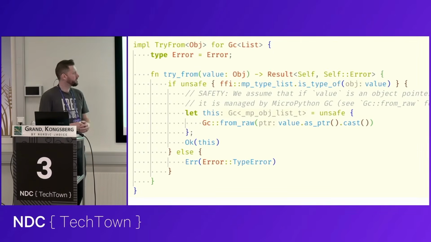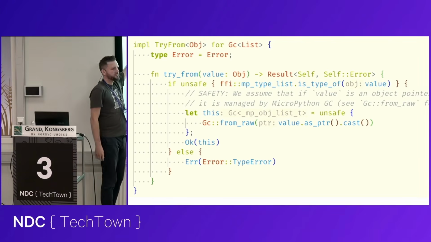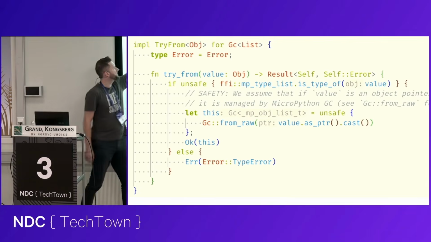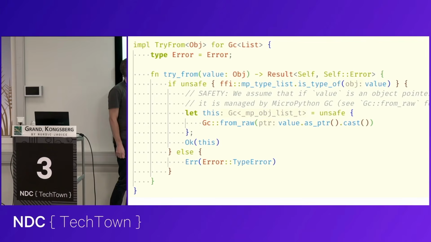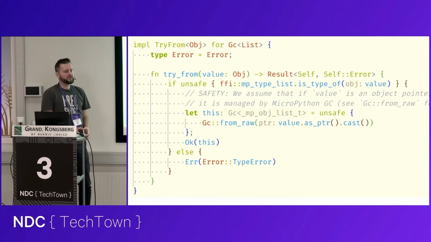Here's a different example for a list, and this is our conversion function. First of all, we must check that the passed-in object is actually a list. There's an unsafe here. That's basically a technicality, and it's because this MP type list is a constant coming from C. So in Rust, it's an extern static, and touching extern statics is always unsafe.